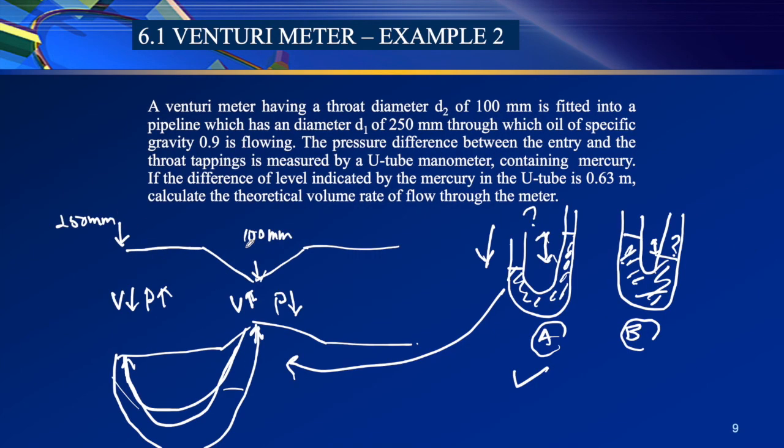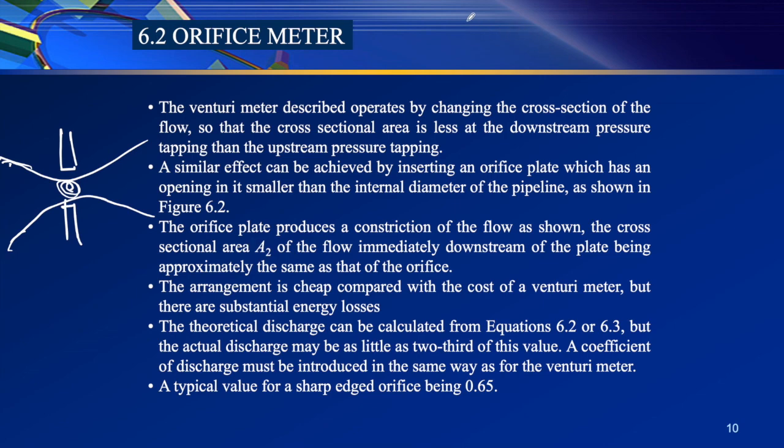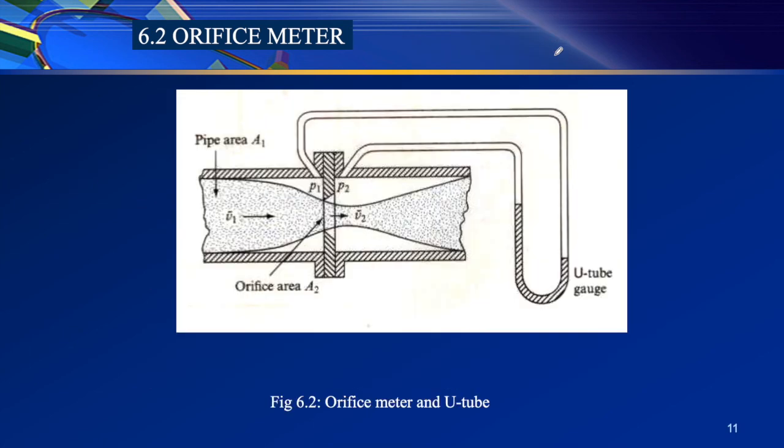The venturi meter follows the shape of that cross section, like this. But for the orifice meter, in a pipe, this is the pipe, and we have this orifice. The effect on the water will be the same as the venturi meter. We're not talking about the shape, but the effect. Therefore, the derivation for the orifice meter will be the same as the venturi meter. We have an orifice here, then the flow inside the pipe will have exactly the same effect as in the venturi meter.